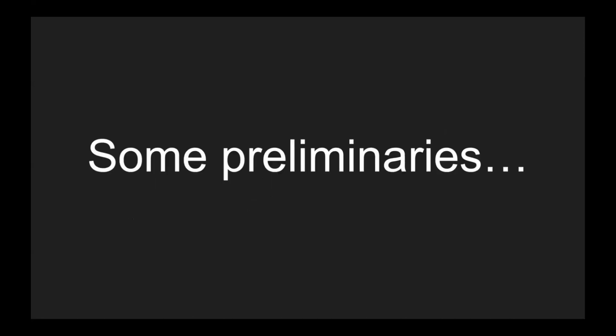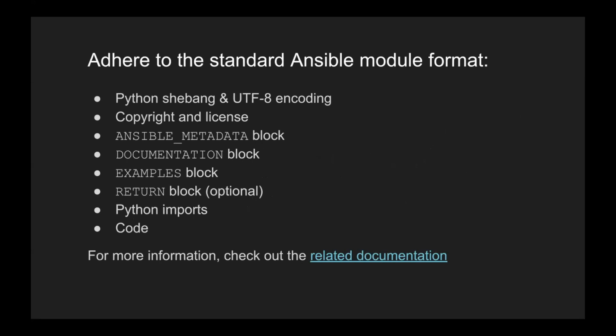Okay, so before we start, I'm going to go over some things you must know. Ansible modules are formatted with these specific things, right? I'm going to highlight these in the examples that I show later, but there needs to be a Python shebang, copyright and license, all the things that are listed there, except the return block is optional. These are the order in which a module is written and put together. If you want more information, go to my presentation on my repo, and you can click on that link that says related documentation.